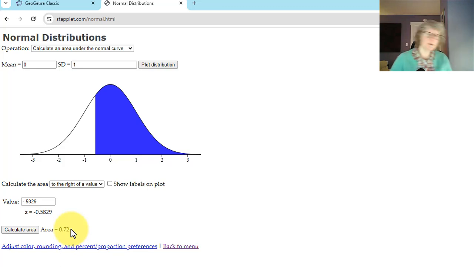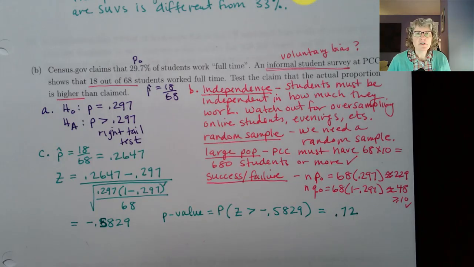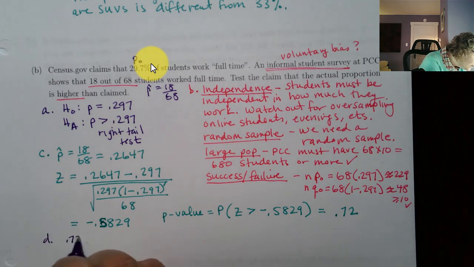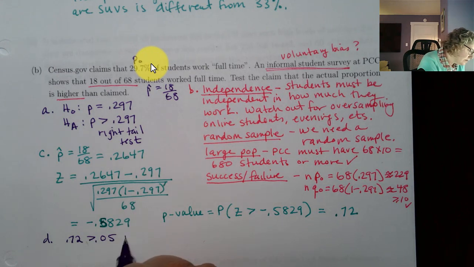0.72. Okay, so that means it's very likely to get this value under the null hypothesis. So it's not significant. So that would be step D, technically. 0.72 is greater than 0.05, so this is not significant.